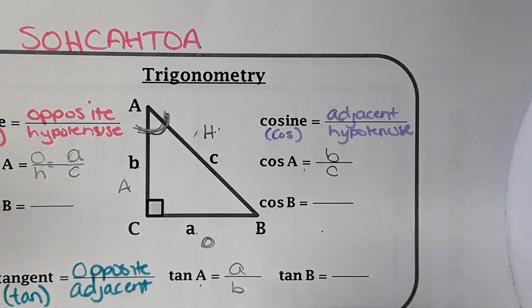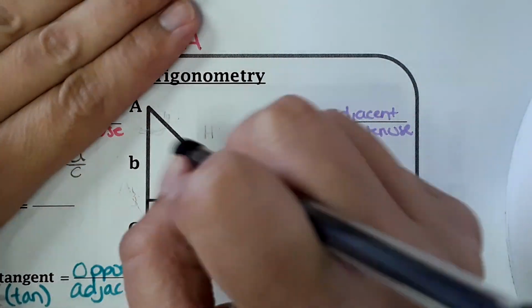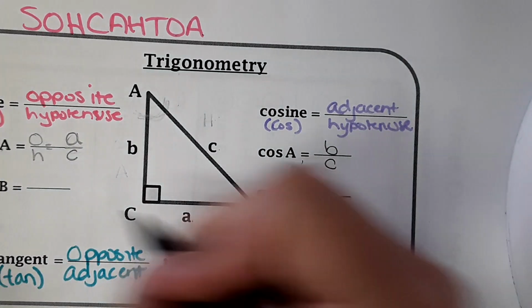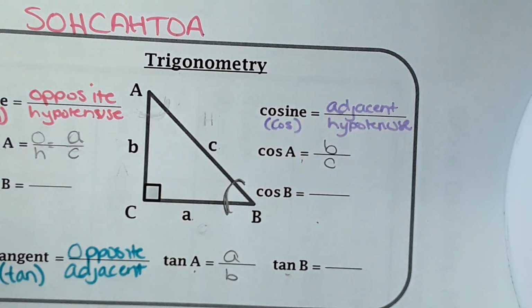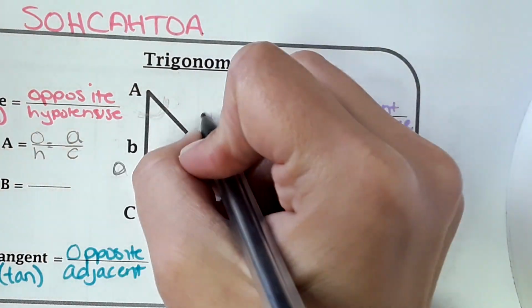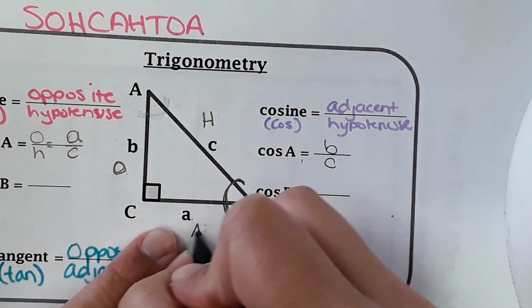Next step, I'm erasing these marks now because now our designated angle is a different angle and it's going to change some of these. Okay, so now we're going to look for sine of B, cosine of B, and tangent of B. So my designated angle now is on B. And I'm going to relabel everything. So my opposite side is now over here. Hypotenuse will still be in the same spot, and then adjacent is now over here.